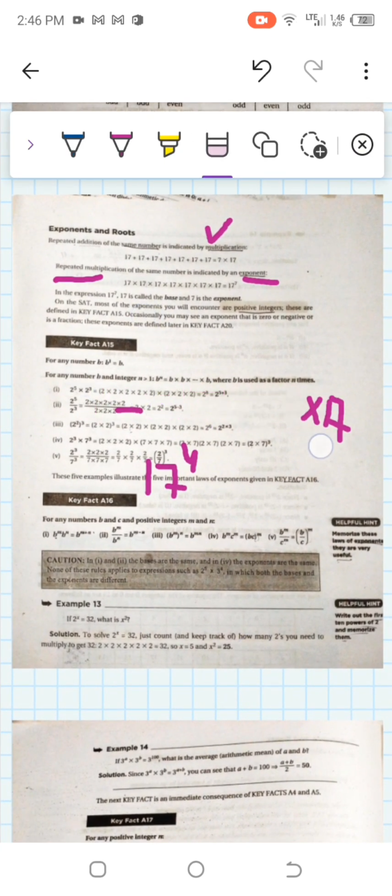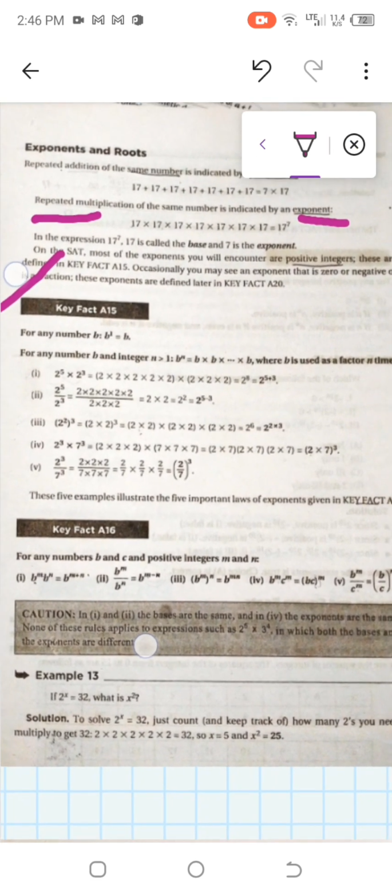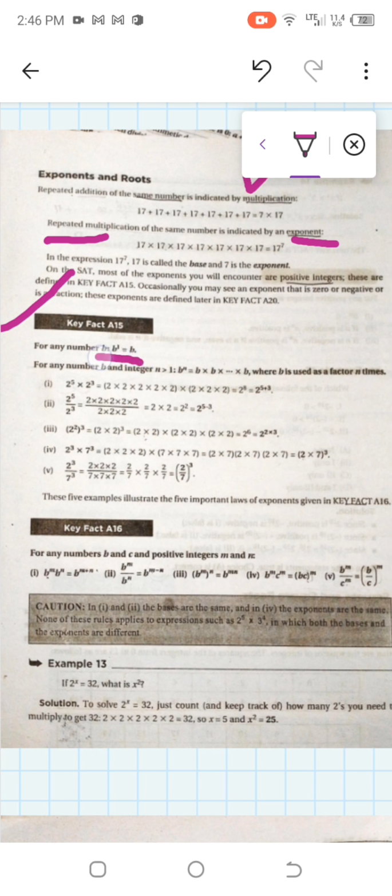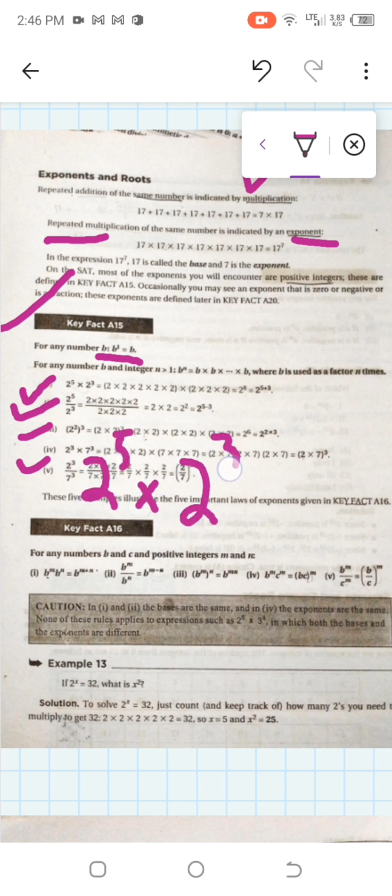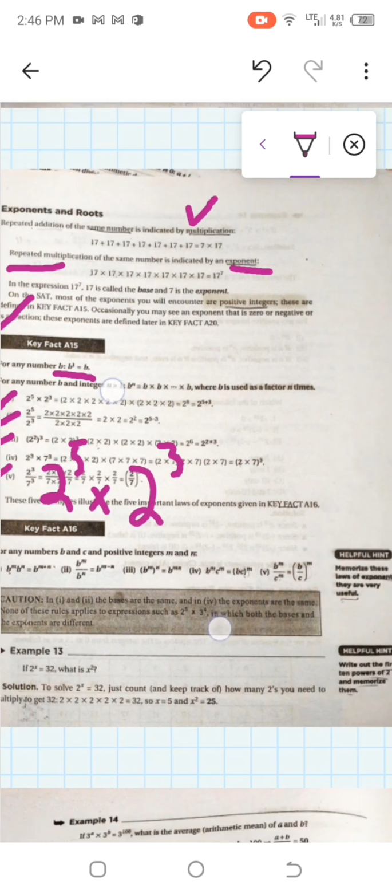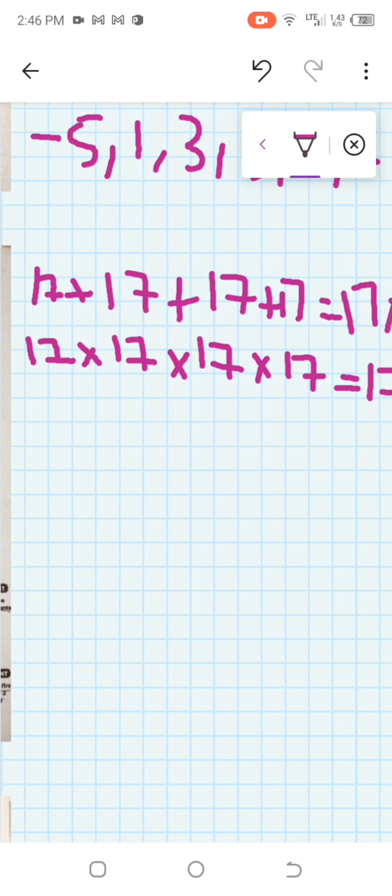Now we are going with key fact number A15. So for any number b, the integer x is greater than 1, and they are saying that use these terms. If we have 2 power 5 or 2 power 3, so you can directly add the powers and you can easily do this. Okay, 2 power 5 into 2 power 3.